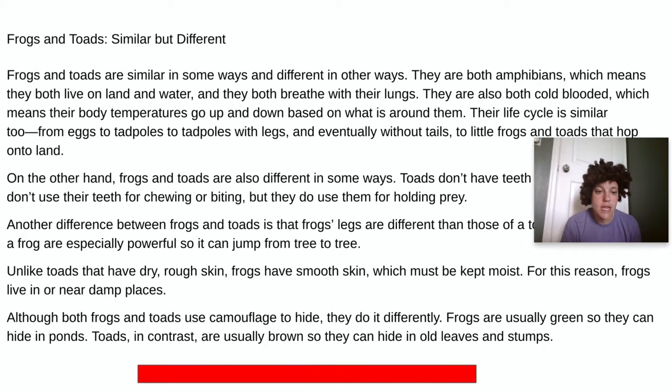Unlike toads that have dry, rough skin, frogs have smooth skin, which must be kept moist. For this reason, frogs live in or near damp places. Although both frogs and toads use camouflage to hide, they do it differently. Frogs are usually green, so they can hide in ponds. Toads, in contrast, are usually brown, so they can hide in old leaves and stumps.